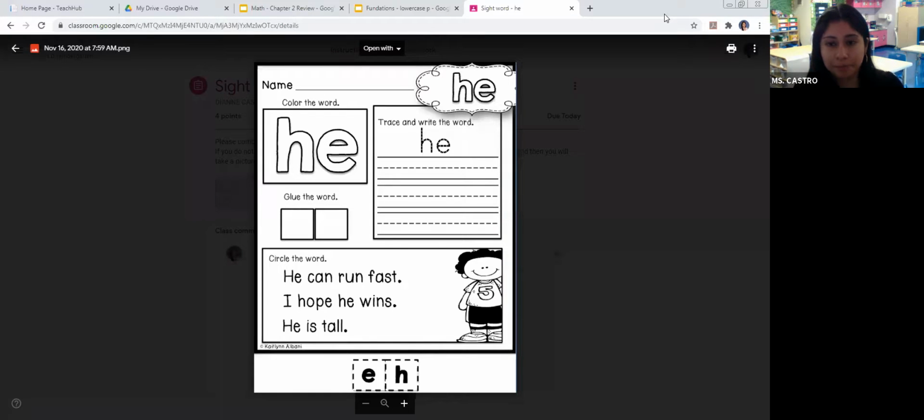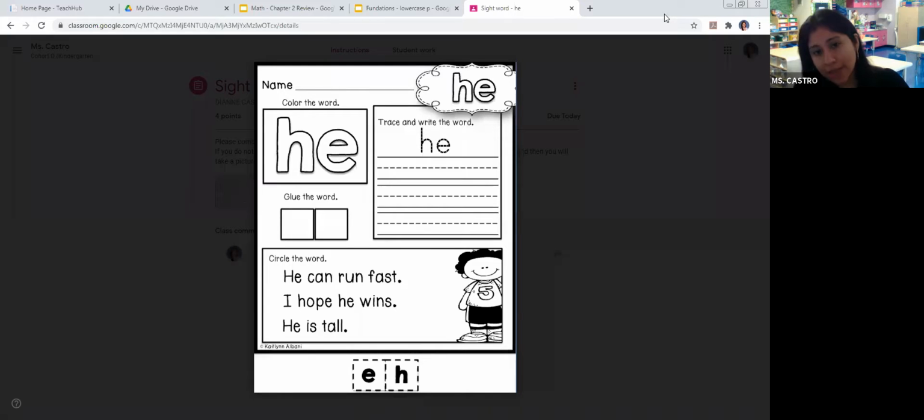So for here, I know majority of you have the packets. So you color the sight word he. Then they have you tracing the sight word he, and you have to write he 3 times on the line. So that's 1, 2, 3. Then you have to glue the word, so the letters are down at the bottom of the sheet. So the first letter that you put would be H, because he starts with the letter H. And then the last letter would be E. So remember to cut that out and glue it into those boxes to form the sight word he.